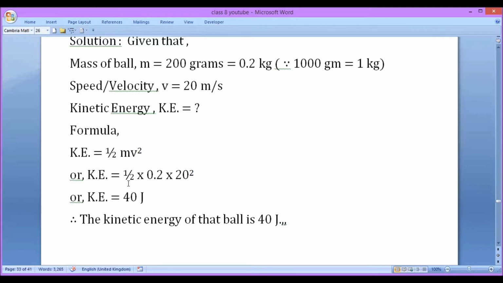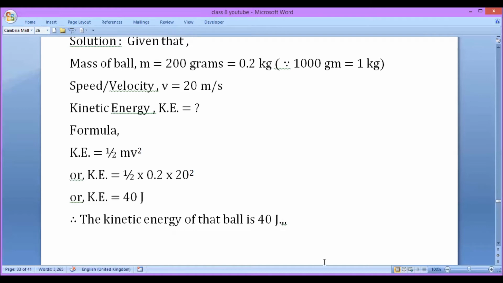Kinetic energy is 1 by 2, m means 0.2 kg, and v means 20, v square, 20 square. The square is from the formula, and after putting the values we can calculate it. 0.2 multiply 20 square and divided by 2. We can compute 40 joule, which means the desired answer is 40 joule after computing this numerical problem. Okay, therefore the kinetic energy of that ball is 40 joule.